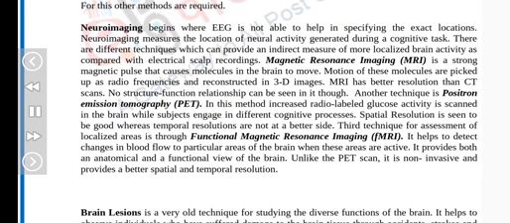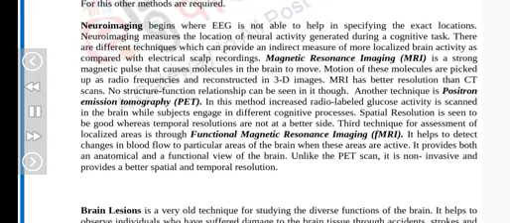Another technique is positron emission tomography (PET). In this method, increased radio-labeled glucose activity is scanned in the brain while subjects engage in different cognitive processes. Spatial resolution is good, whereas temporal resolution is not as good. The third technique for assessment of localized areas is functional magnetic resonance imaging (fMRI). It helps to detect changes in blood flow to particular areas of the brain when these areas are active. It provides both an anatomical and a functional view of the brain. Unlike the PET scan, it is non-invasive and provides better spatial and temporal resolution.